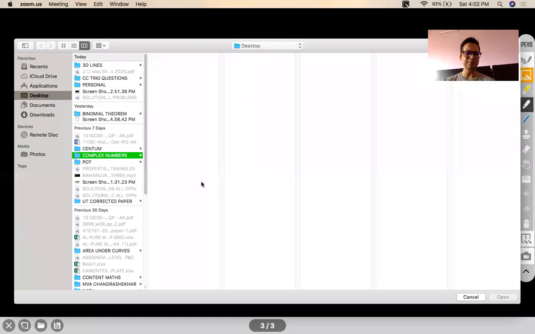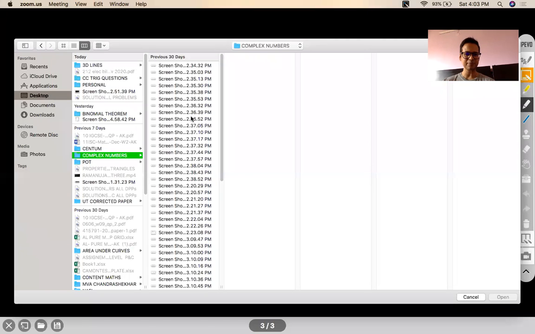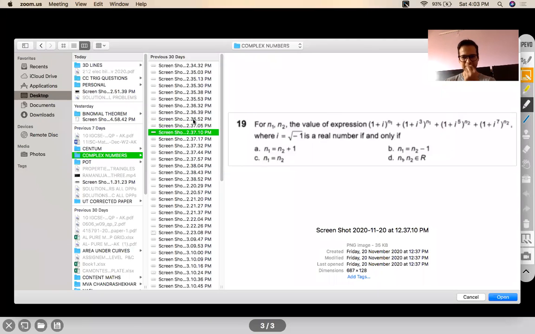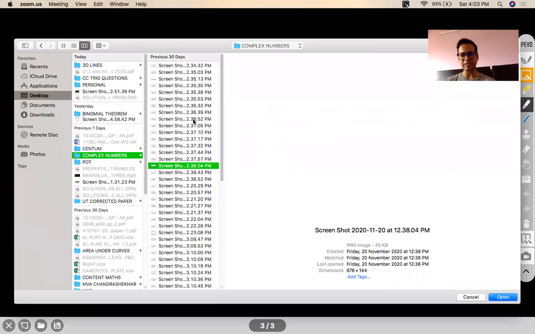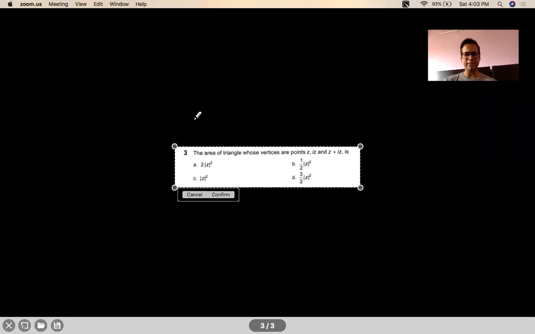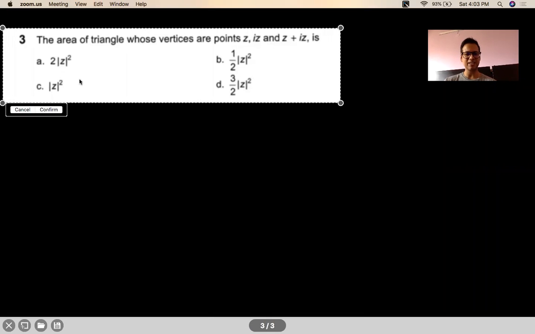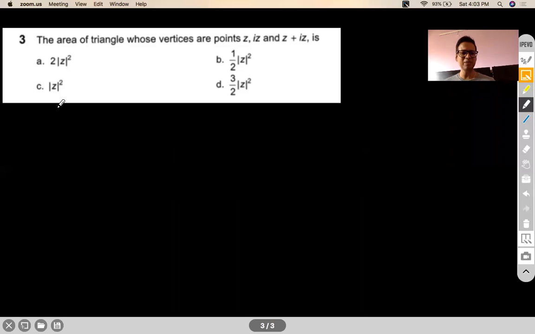Let's take a question. Find the area of the triangle whose vertices are Z, IZ and Z plus IZ. Guys and girls, you don't need any kind of mathematics for this. It's just the visual representation that will help you to solve this.